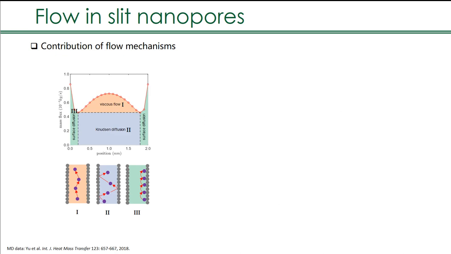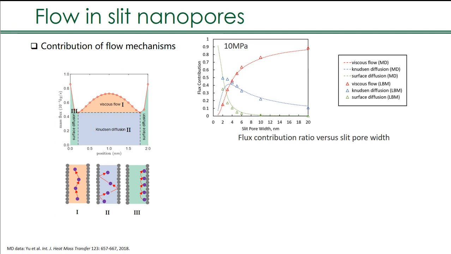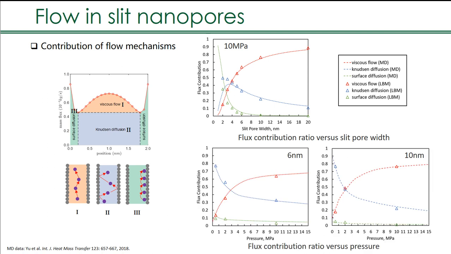And after that, we calculate the contribution of viscous flow, Knudsen diffusion, and surface diffusion by their area in the mass flux profiles. So first, we change the pore size at 10 megapascal to match the flux contribution with reference MD results. It shows good agreement with MD results when the pore is larger than 4 nanometers, and then we change the pressure at 6 and 10 nanometers, and all the results show good agreement at different pressures.